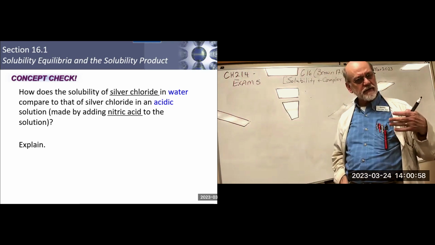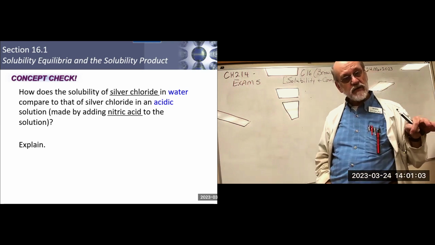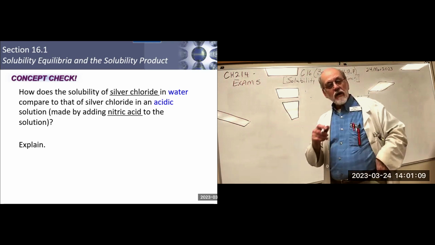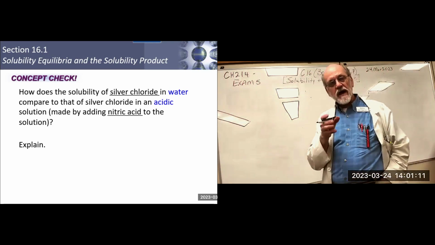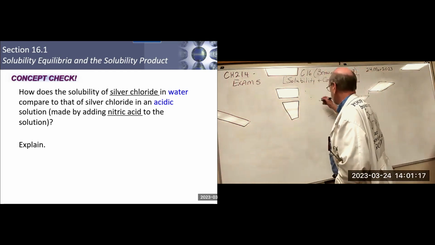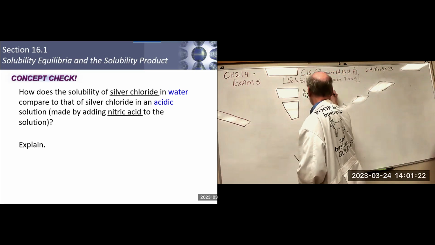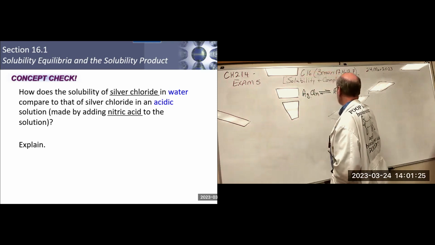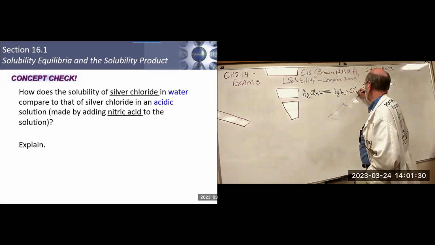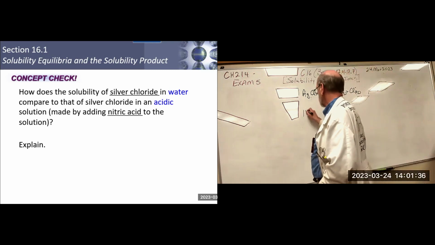So, how does the solubility of silver chloride in water compare to that of silver chloride in an acidic solution made by adding nitric acid to the solution? Okay, this is a discussion of the common ion effect. So if you're going to talk about silver chloride going into solution to produce silver ions plus chloride ions, and you're going to add nitric acid to it, right?